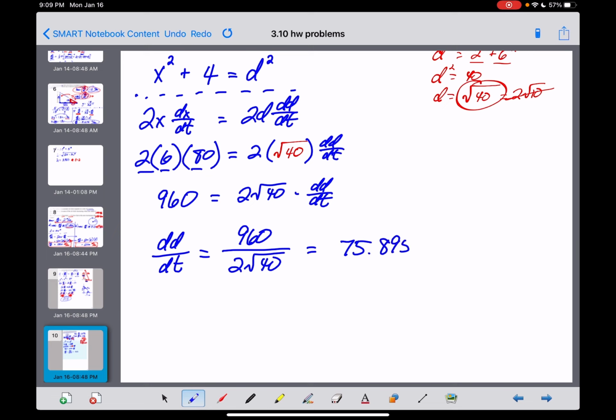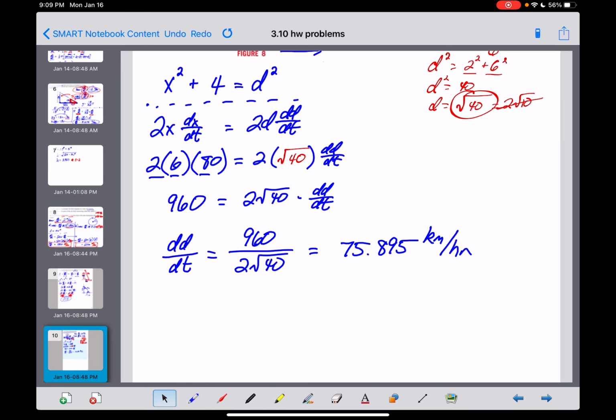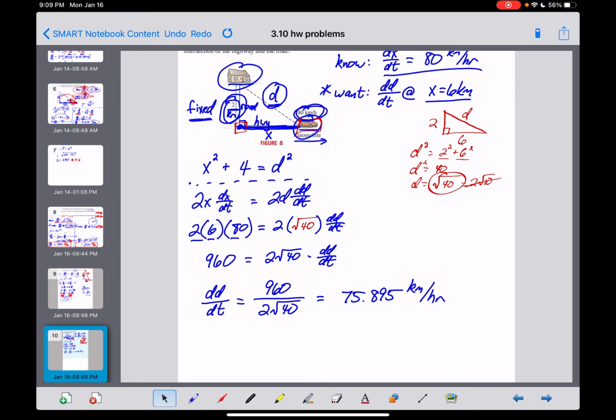75.895. And our rates here were being measured in kilometers per hour, so that's where we ended up. So the question I have for you guys is, if the car is moving down the road at 80 kilometers per hour, does it make sense that this distance is growing at a speed just a little bit less than that? Hopefully that makes a little bit of sense and seems realistic to you guys. So that's our answer for problem number 16.